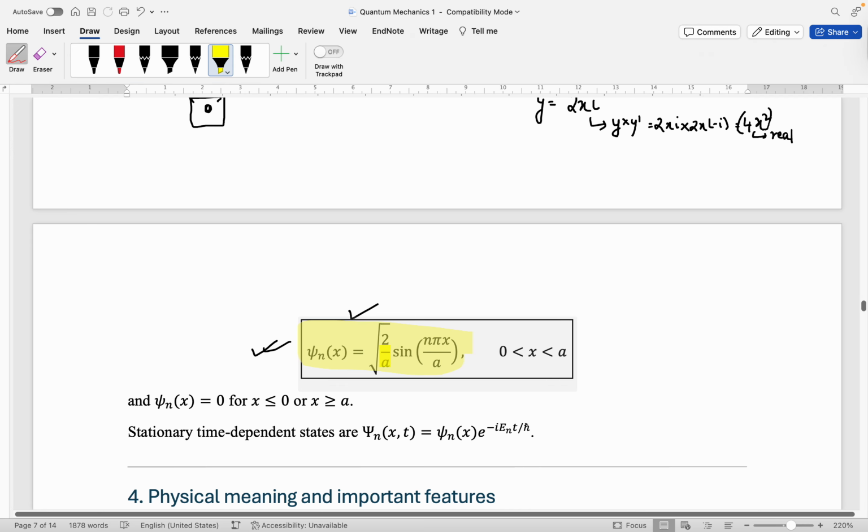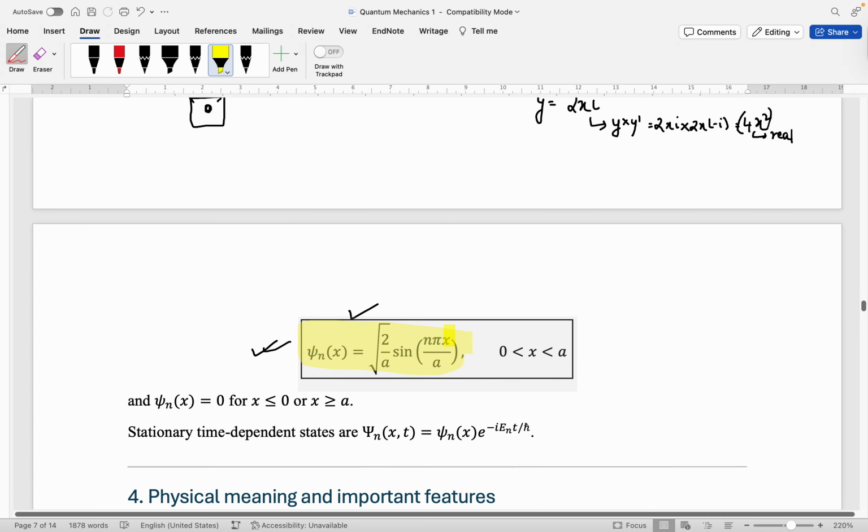2 by a, a is the width. So if it is inside the nucleus, a value would be 10 to the power minus 15 meter, into sine n pi x by a. n means which energy level we are talking about. Are we talking about the wave function in the first energy level? Then n value would be 2. If it is in the ground state, n would be 1. Please remember this. Ground state, n value is 1. First excited state, n value is 2. It's not 0 in the ground state.